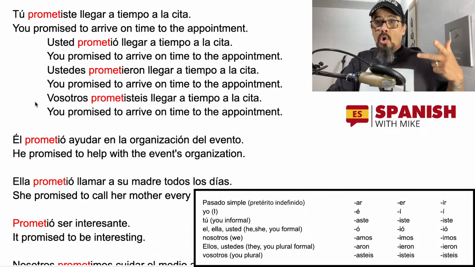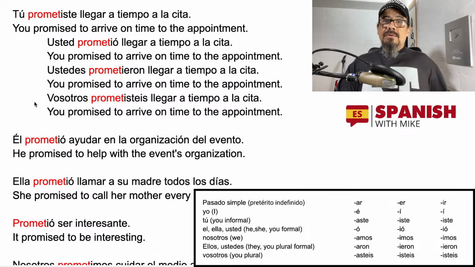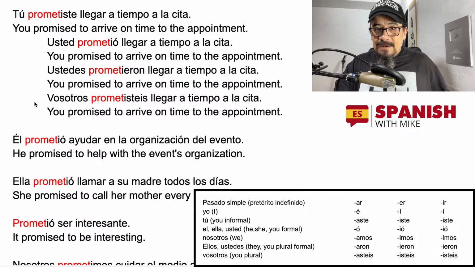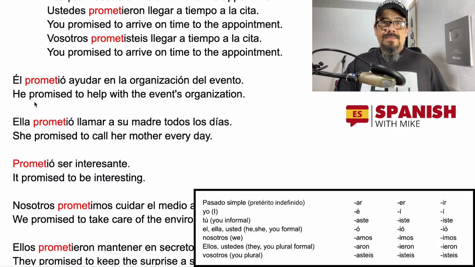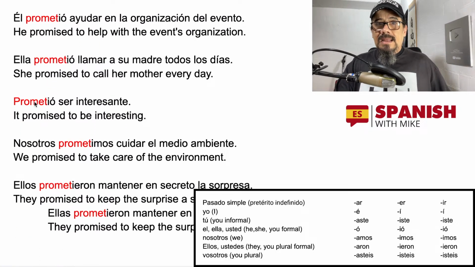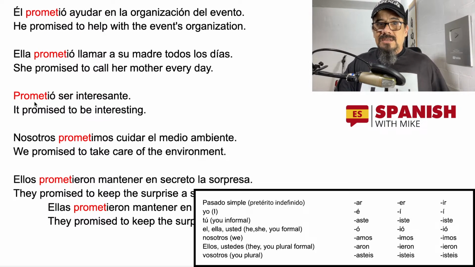Singular, informal, close relationships. Usted prometió llegar a tiempo a la cita. Singular, formal. Ustedes prometieron llegar a tiempo a la cita. Plural. Vosotros prometisteis llegar a tiempo a la cita. Plural, in Spain. Él prometió ayudar en la organización del evento. He promised to help with the event's organization.